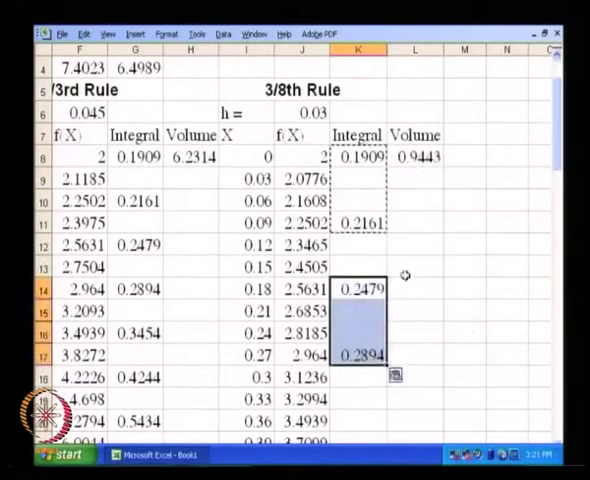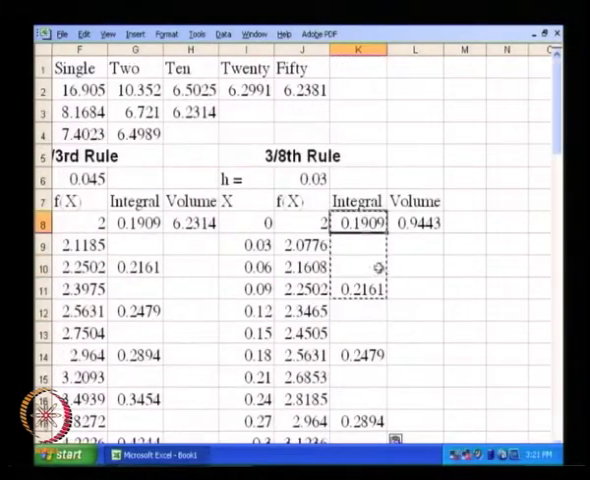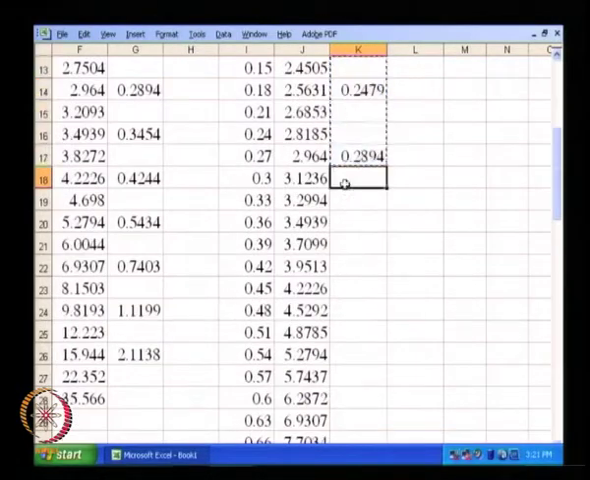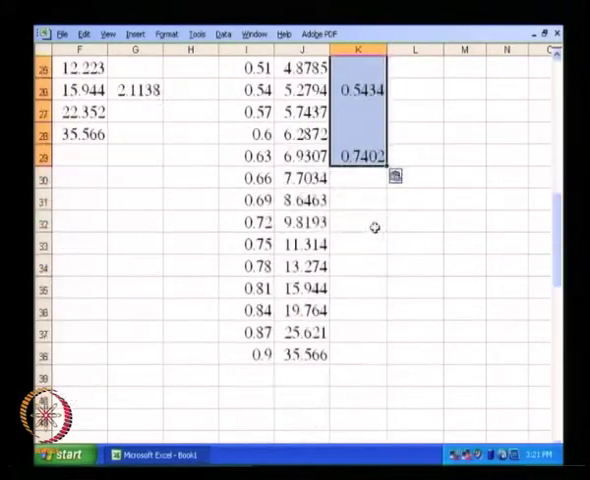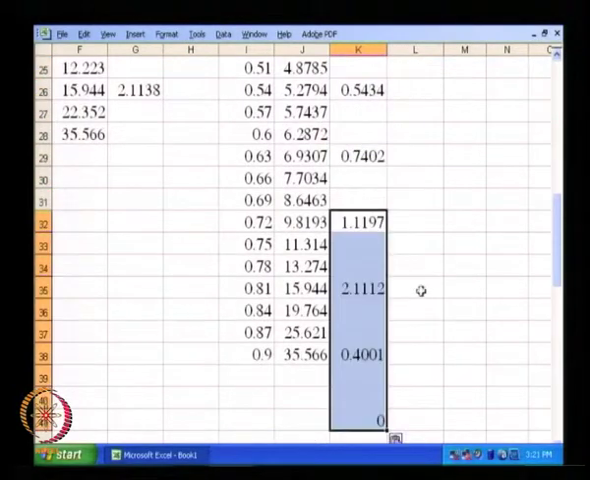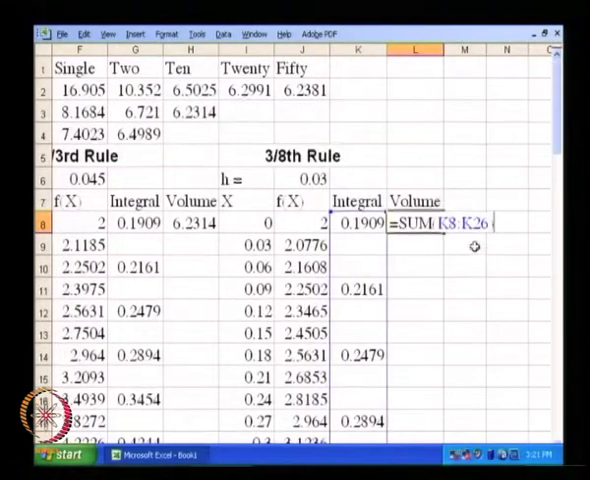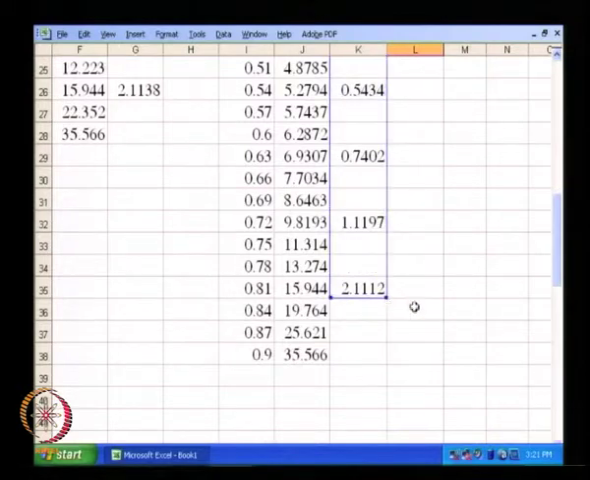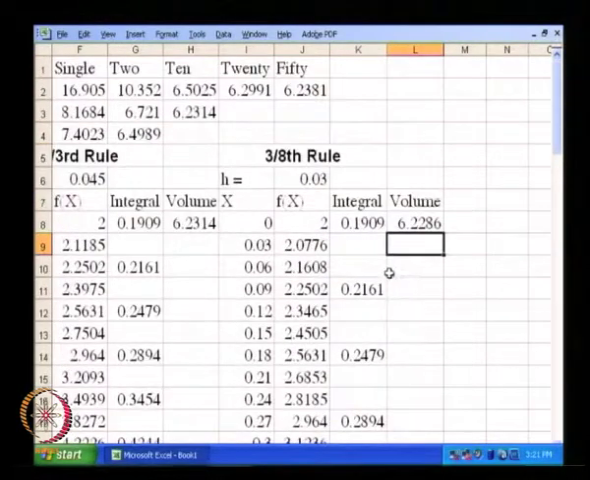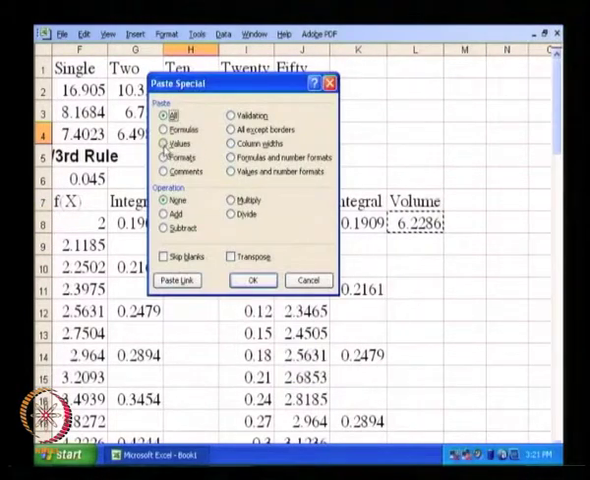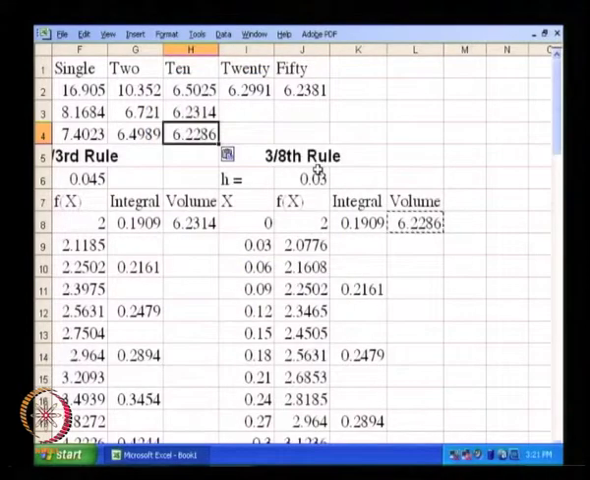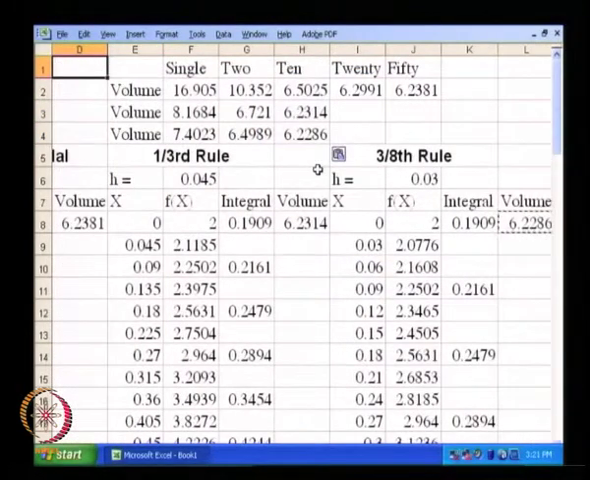We have to skip 2 cells and paste. 1, 2 cells are skipped and then paste, 1, 2 cells are skipped and then paste again, and these values we do not need, and this is going to be the sum of this entire structure. Okay. And as you can see, with 10 applications, the volume that we get is approximately 6.23.